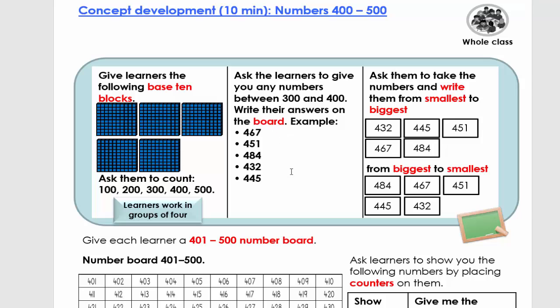Then they need to write it down on a piece of paper or in a book, or together you can write it down on a board, or as parents on a big chart, or even outside with chalk on the pavement. Then we're going to take the numbers they wrote down, you don't have to use mine, and order them from the smallest to the biggest, and then the biggest to the smallest. I want you to pause now and do this activity with your child or with your learners.